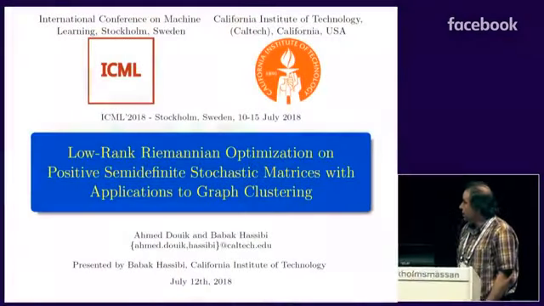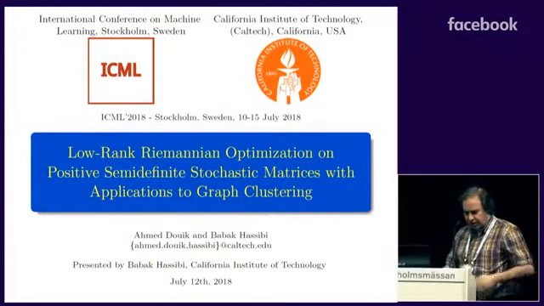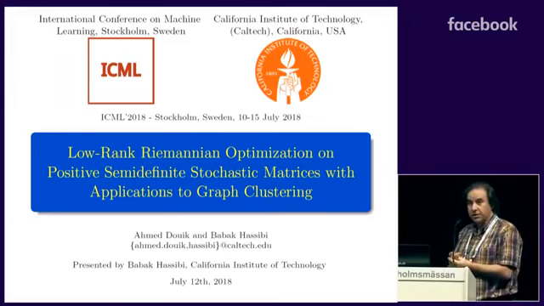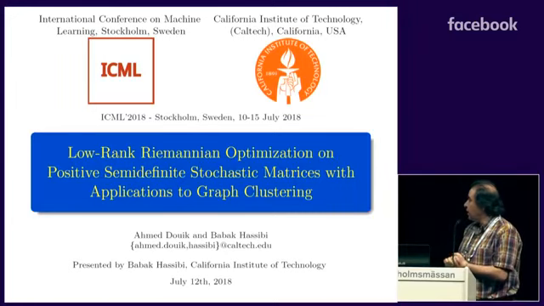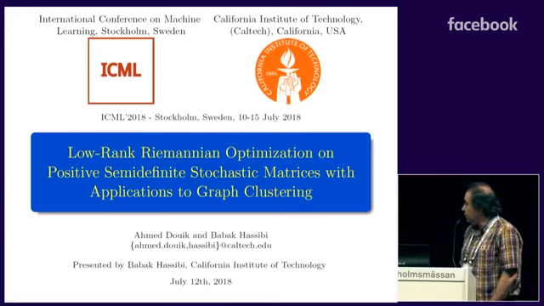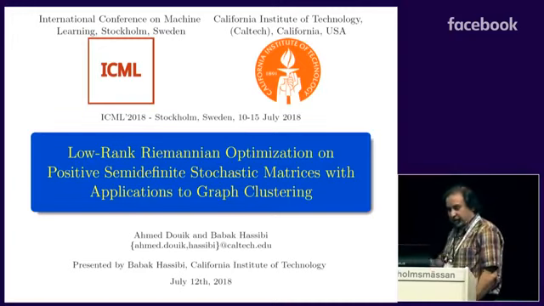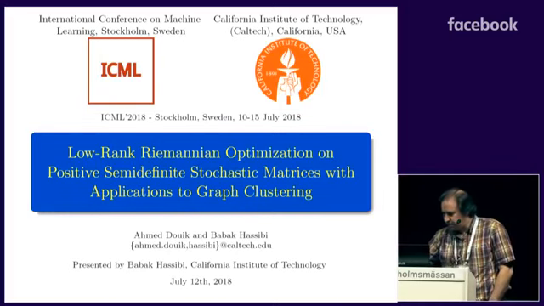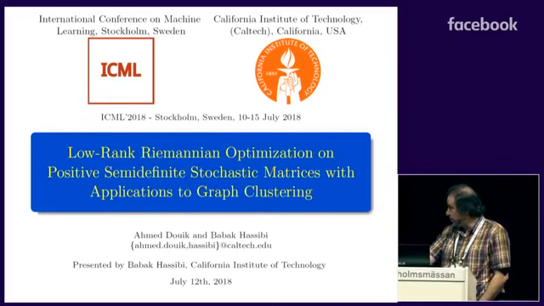Thank you very much. The title is a mouthful: low-rank Riemannian optimization on PSD stochastic matrices with applications to graph clustering. This is work primarily of my student Ahmed Duk. Ahmed was hoping to be here, was waiting for his visa till the last minute. Did not happen. He sent me the slides earlier today, not the LaTeX files. It's 17 slides, but I hope to finish in 10 minutes. Had I had the LaTeX slides, I would have shortened it a bit.